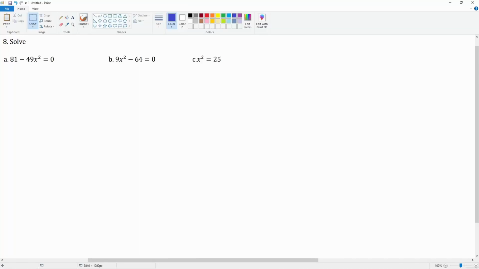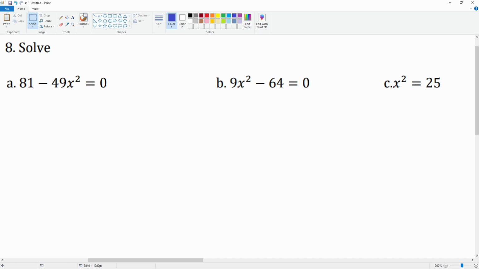Number 8, we are looking to solve. Notice that this is a difference of squares. So what that means is that I can just square root each one of these and see what happens. The square root of 81 becomes 9. The square root of 49x squared becomes 7x. So that would be my first one, and my other one is going to have the same values, but one of them is going to be a plus, and the other one's going to be a minus. Okay, so that would be my two answers, but it equals 0.